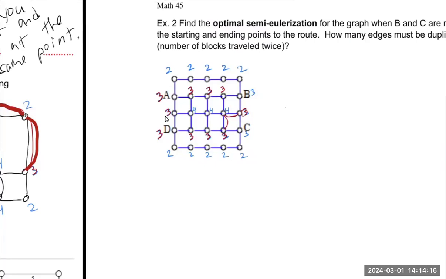And then I need to connect these two. So I go like this. And then I need to connect these two. So I go like this. I connect these two. So I go like this and like that. And I think that we have semi-Eulerized this graph. Just double checking all the red threes are connected.